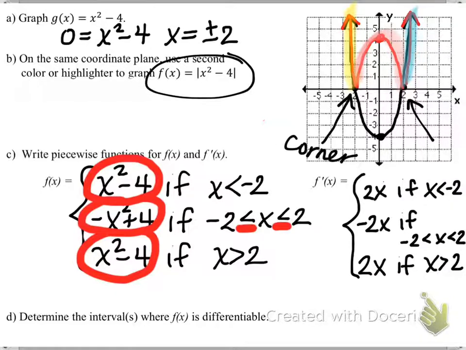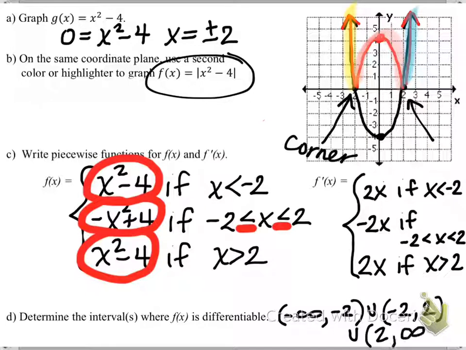So part D, determine the interval or intervals where f of x is differentiable. Since we have two corners, we recognize that the function is not differentiable at those two corners, but it is differentiable everywhere else. So this function would be differentiable from negative infinity to negative 2, all the values in between negative 2 and 2, and then all the values larger than 2, which would be from 2 to infinity.